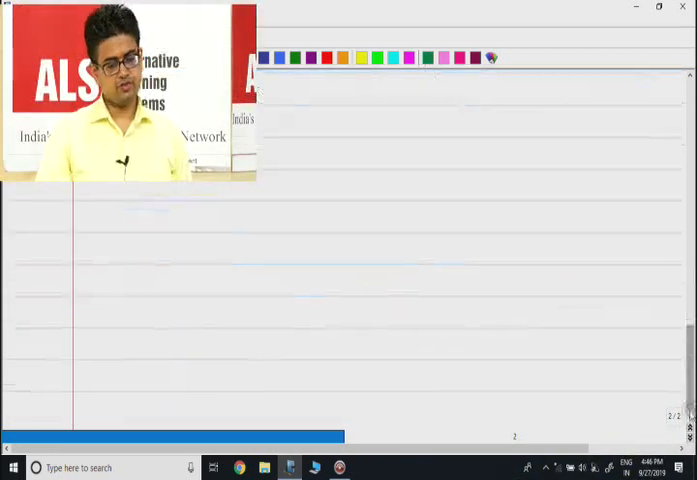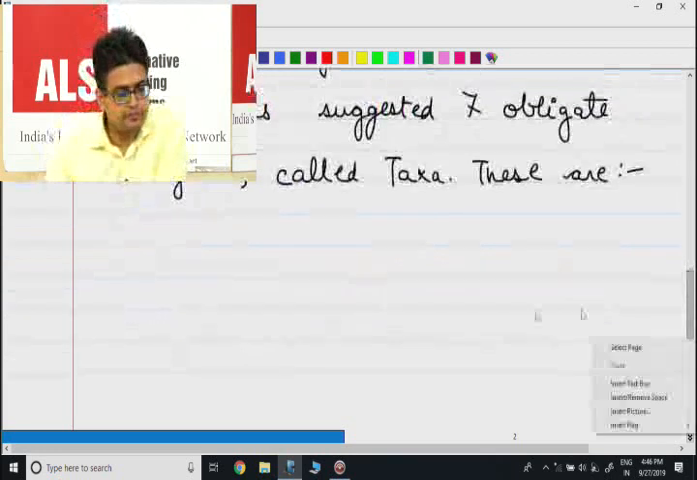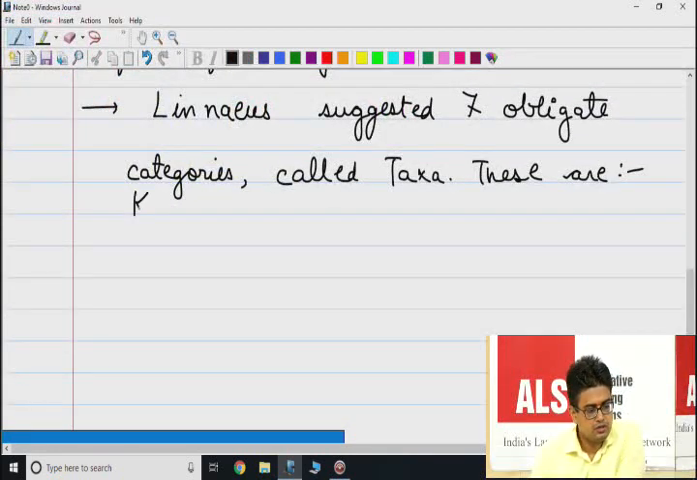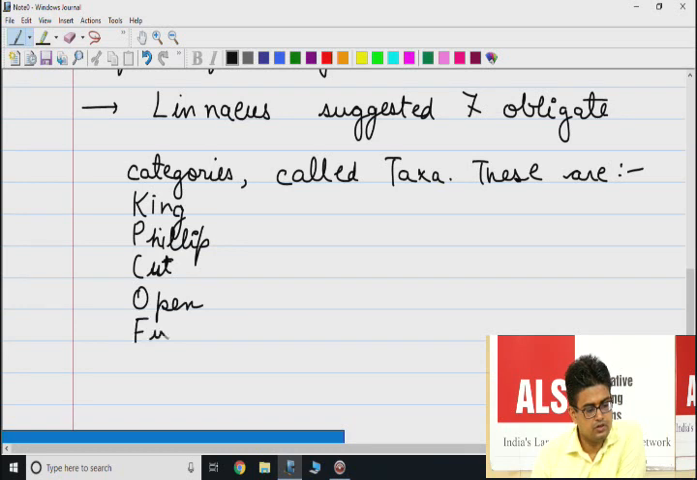Now an easy way to learn this is by an acronym. Acronym means short form. King Philip cut open five green snakes.